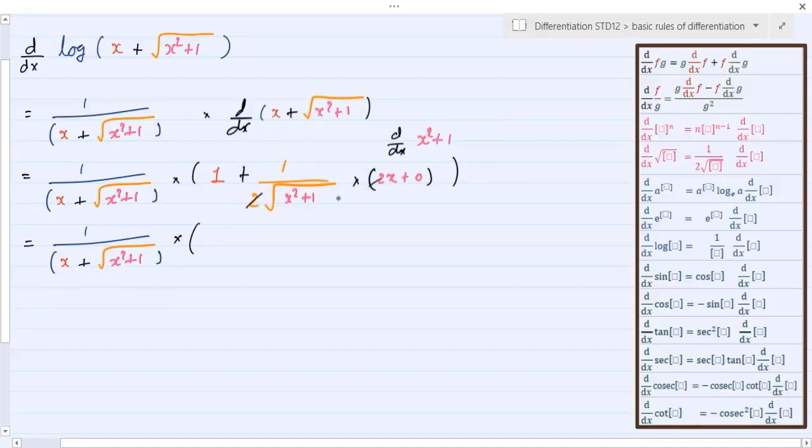This 2 will cancel out. After taking LCM, you will get under root of x square plus 1 plus your second term is x whole divided by under root of x square plus 1, will be as it is. Here, as you can see, we have x plus under root of x square plus 1 in both, which can be cancelled out, and your final answer will be 1 upon under root of x square plus 1. Ta-da!